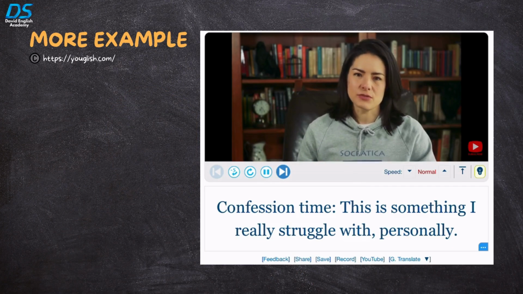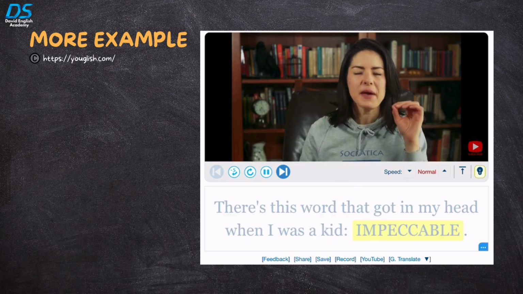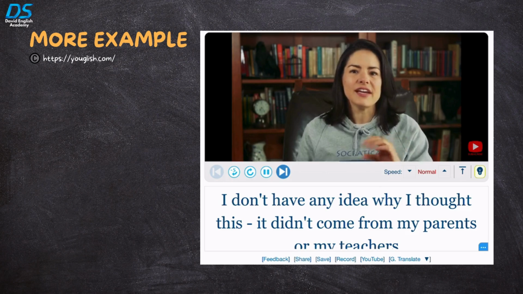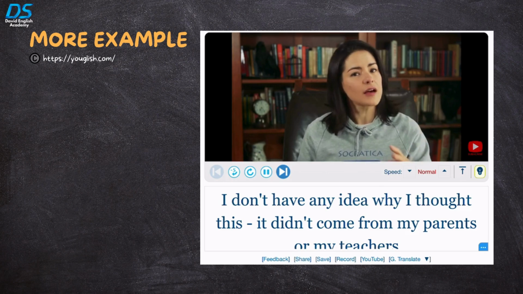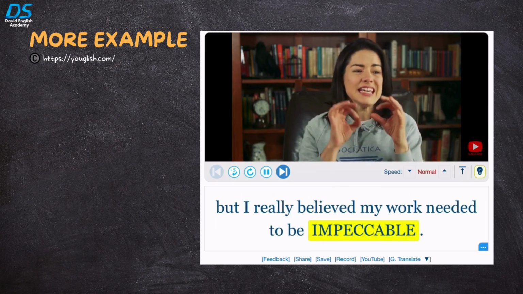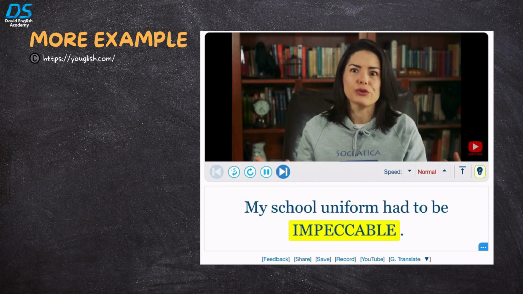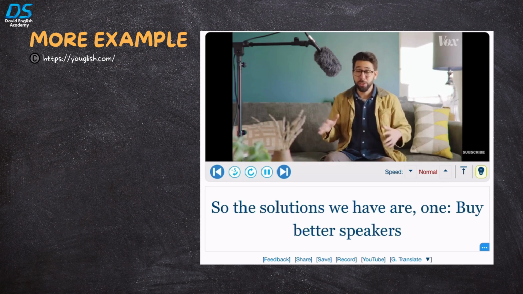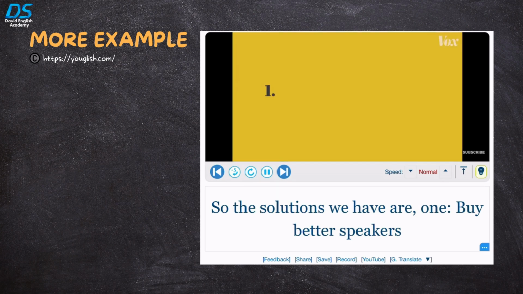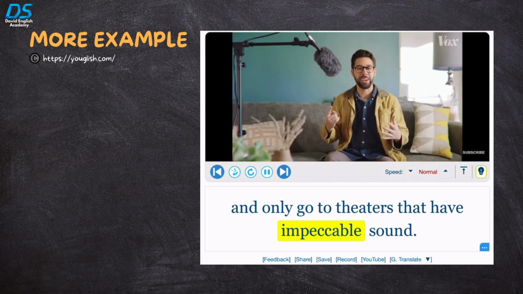This is something I really struggle with personally. There's this word that got in my head when I was a kid, impeccable. I don't have any idea why I thought this. It didn't come from my parents or my teachers, but I really believed my work needed to be impeccable. My penmanship had to be impeccable. My school uniform had to be impeccable. So the solutions we have are, 1, buy better speakers and only go to theaters that have impeccable sound.